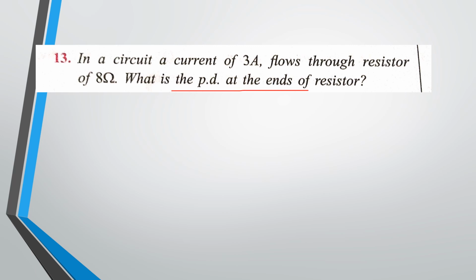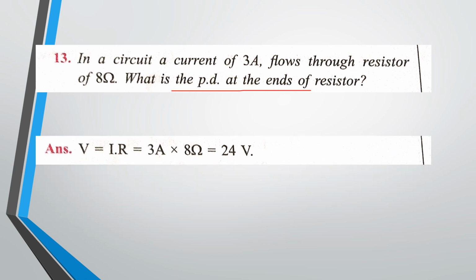Next, in a circuit, a current of 3 ampere flows through a resistor of 8 ohm. What is the potential difference at the ends of the resistor? This is also easy. Potential is equal to I into R, 3 into 8, you will get 24 volt.